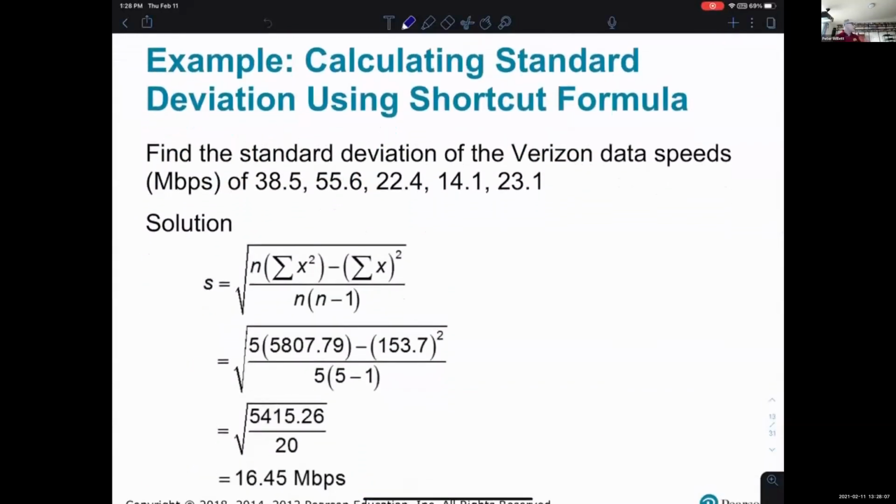Calculating standard deviation using a shortcut formula. We're not going to use any formulas.